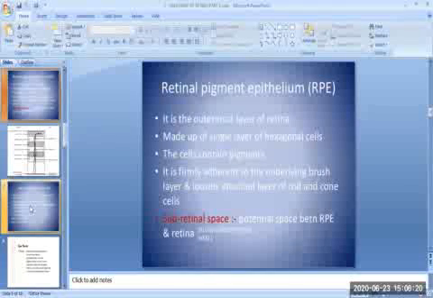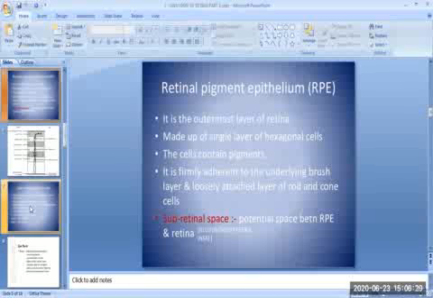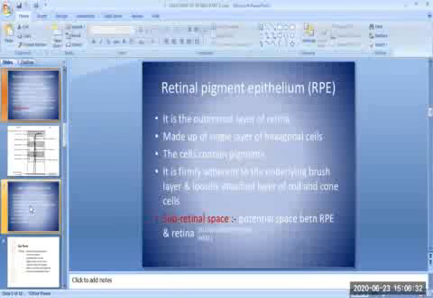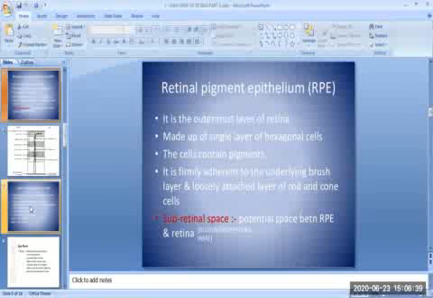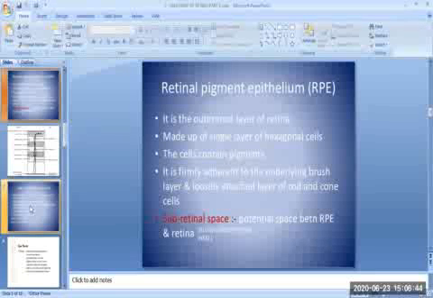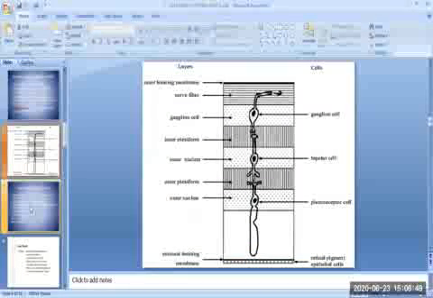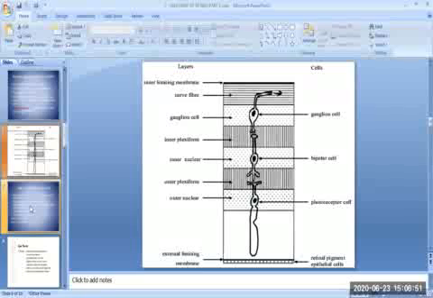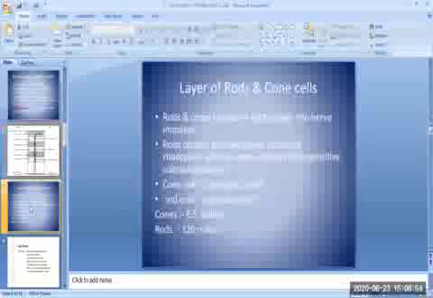The first layer is the pigment epithelium, or the retinal pigment epithelium. It is the outermost layer of the retina. It consists of a single layer of cells containing pigment and is firmly adherent to the underlying basal lamina, which is called Bruch's membrane of the choroid. And there is a term called the subretinal space. It is a potential space between the retinal pigment epithelium and the neurosensory retina. This is the anatomy of the retina.